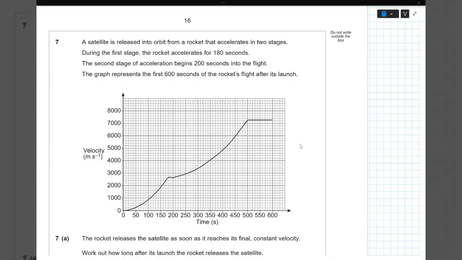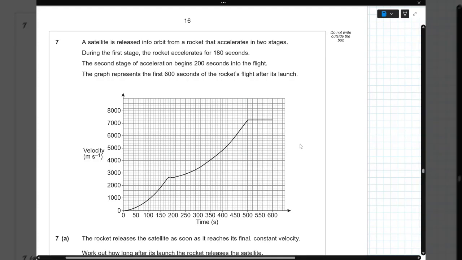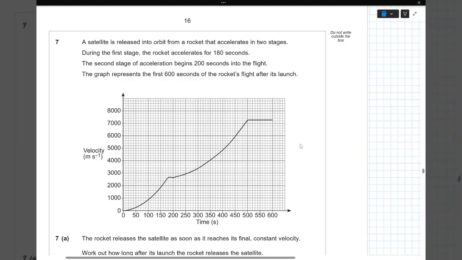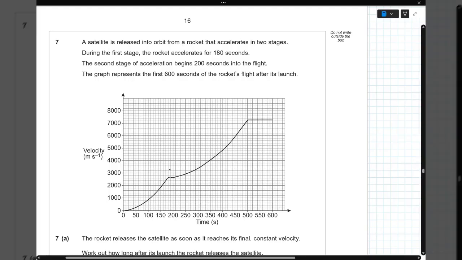Okay, welcome back to question number 7. So a satellite is released into orbit from a rocket that accelerates in 2 stages. So we can tell that bit just in there in the graph, my pen wants to work, that'll be where that second part is coming from, where that acceleration is.